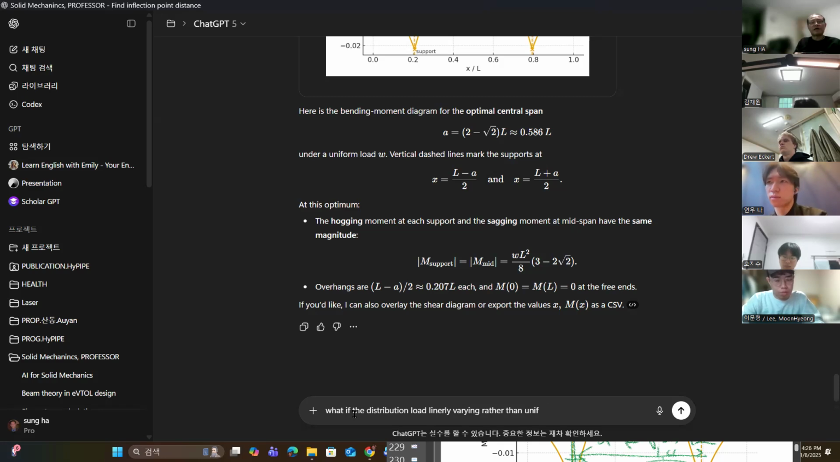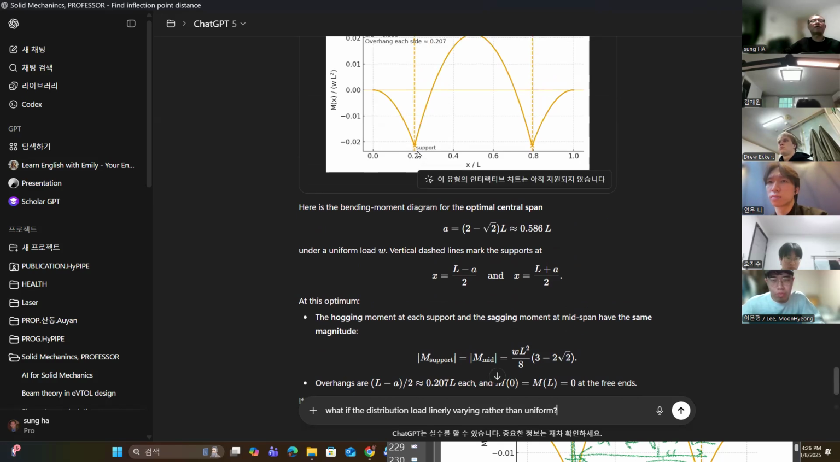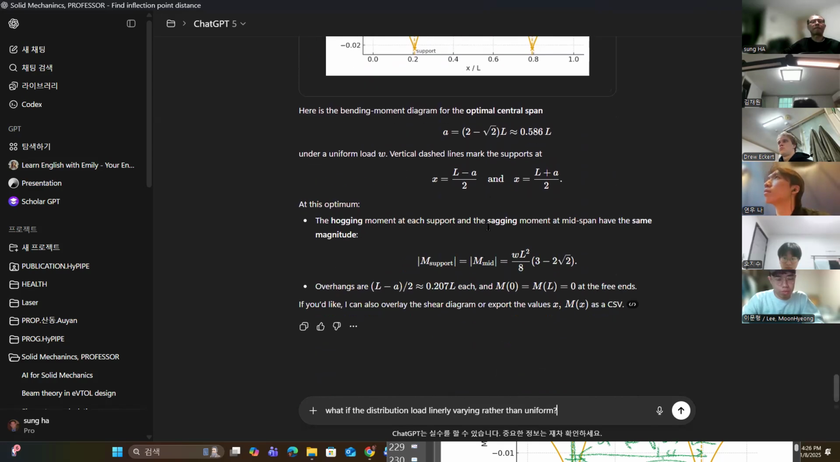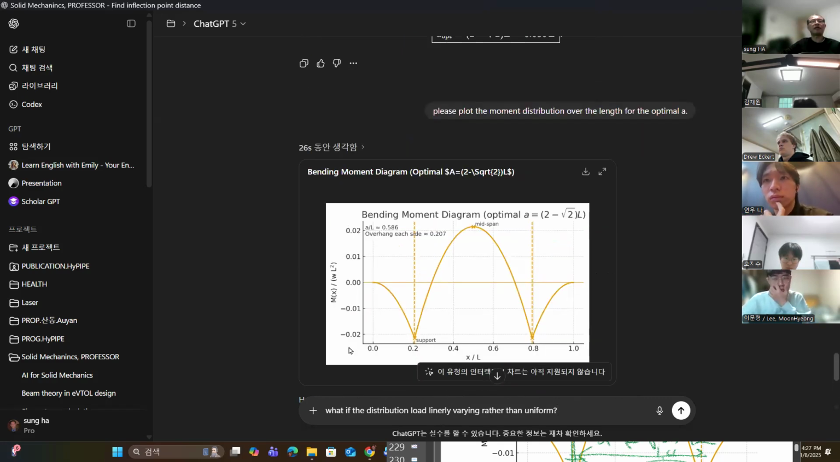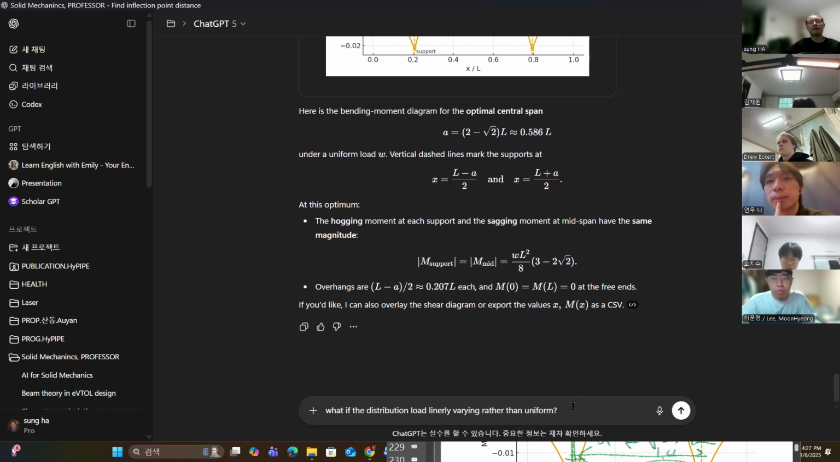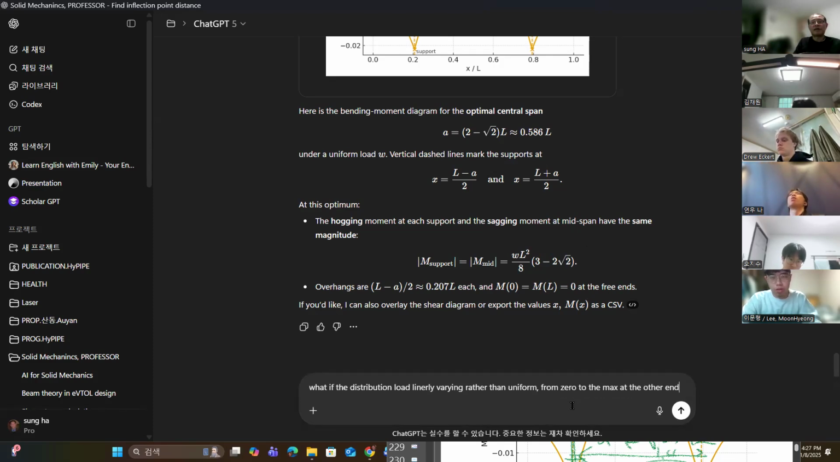See, last time we considered the uniform load, and then we found the optimal distance to support, so that we can minimize the moment. But what if the distributed load is linearly varying? So instead of this, we can have a linearly varying load. I will clarify, from 0 to the maximum at the end.